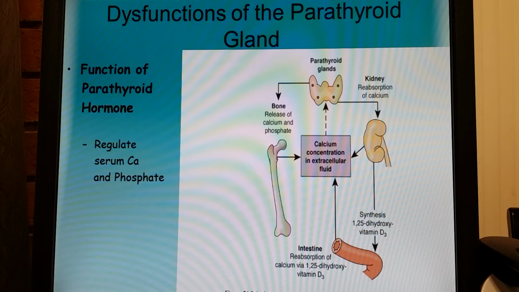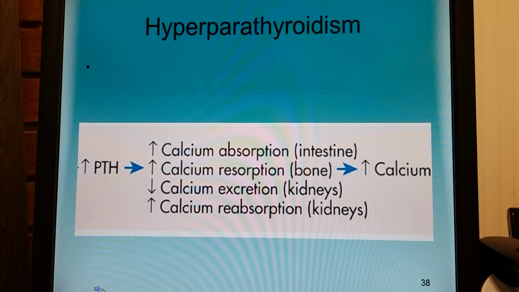There's a couple of other things that have been noticed. If the serum magnesium level is low, the parathyroid hormone will be stimulated. And if vitamin D is high, then the parathyroid hormone is inhibited. In hyperparathyroidism, you have high levels of PTH causing high calcium absorption in the intestine, high calcium resorption from the bone, a low calcium excretion from the kidneys, and increased reabsorption, all to produce high calcium levels.